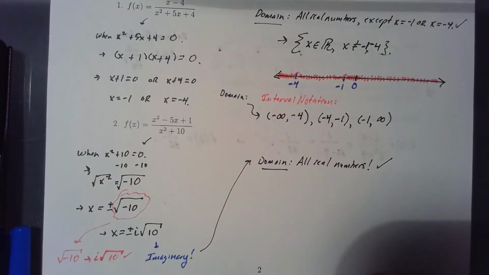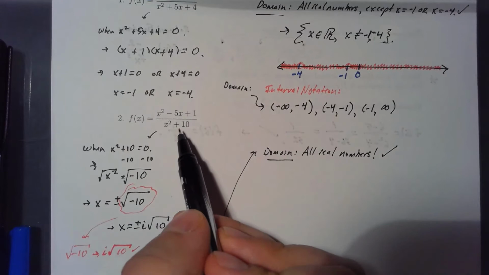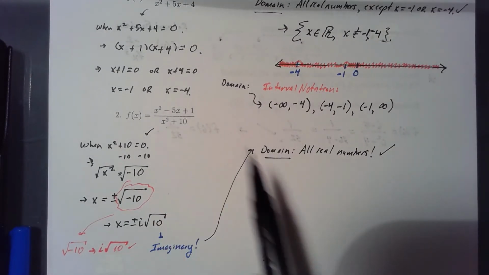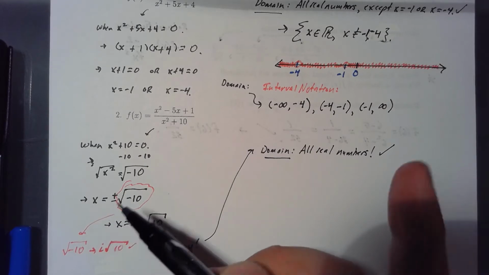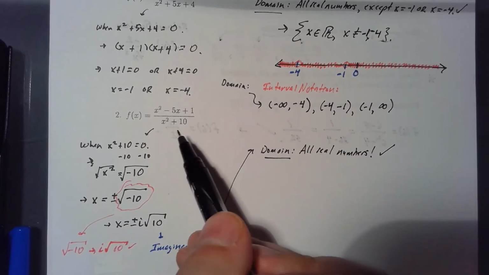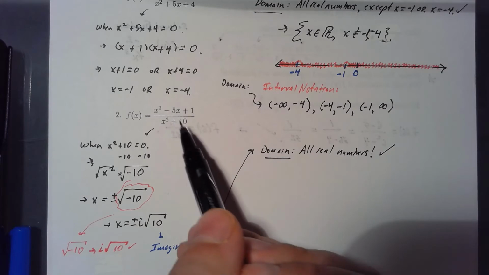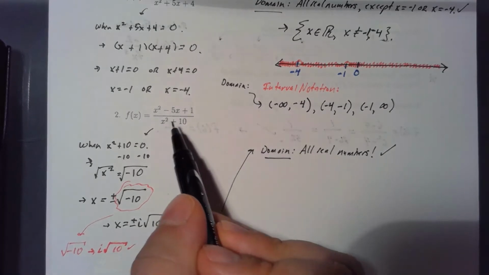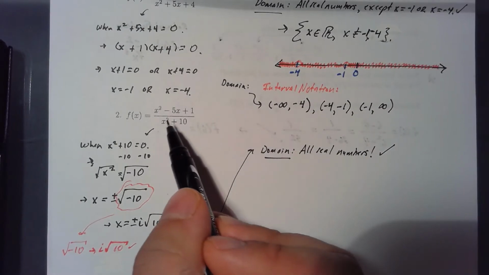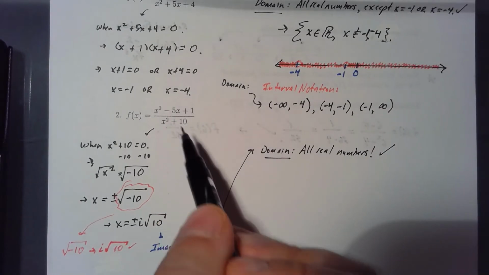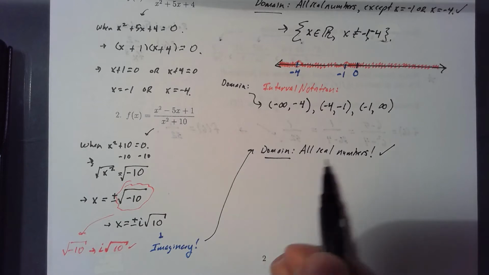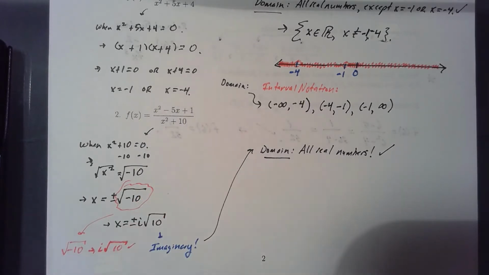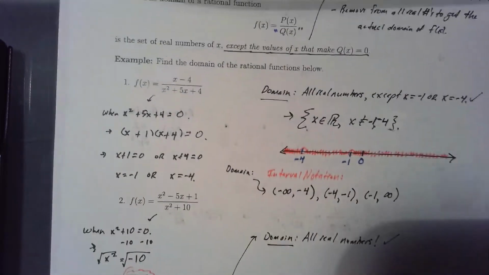So just because you have something down here doesn't mean you're always going to have bad points. Just keep that in mind. You have to check it though, because when you're looking at a domain, you still have to see what is in the denominator. But in this case, the denominator leads to imaginary values for 0. So the domain is all real numbers. I can put any number I want in here for x, and you're going to get a result.